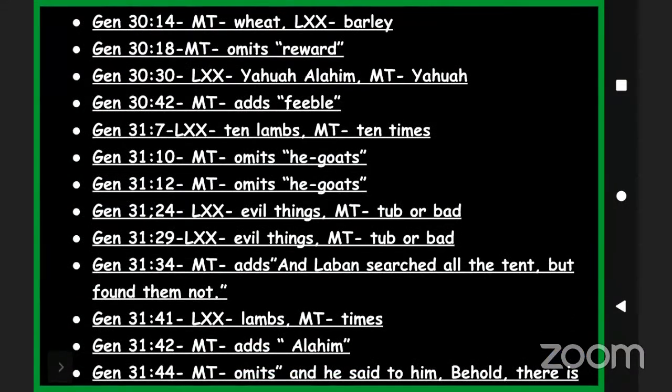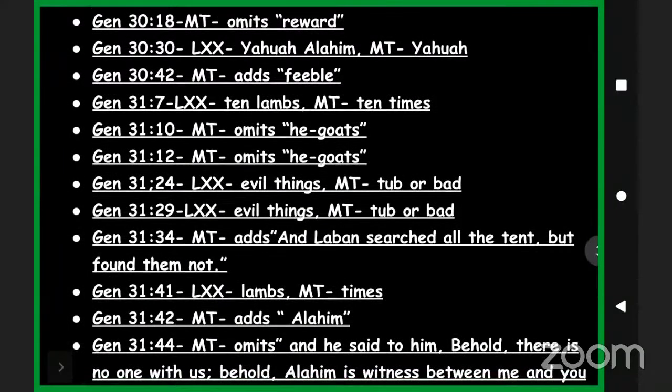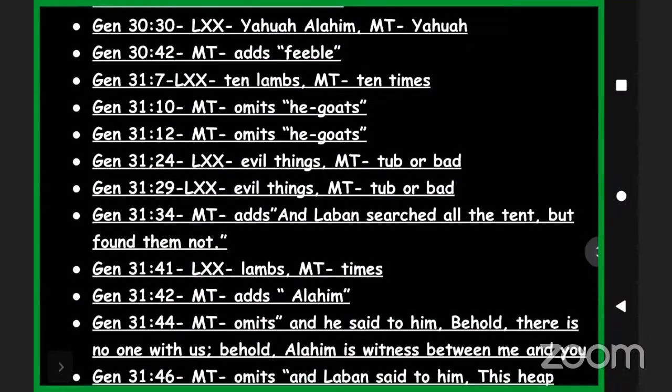Genesis 30, verse 14. Masoretic text says wheat, Septuagint says barley. So the only difference here is the Septuagint is being a little bit more specific about what type of grain. I should correct myself there. In the next verse, we have verse 18, Masoretic text omits reward, and I think we already talked about that. That might have been a typo. Genesis 30, verse 30. LXX again has Yahuwah Elohim. Masoretic text only has Yahuwah.